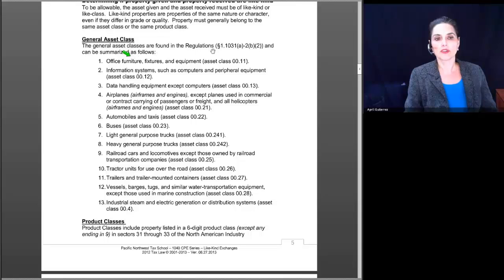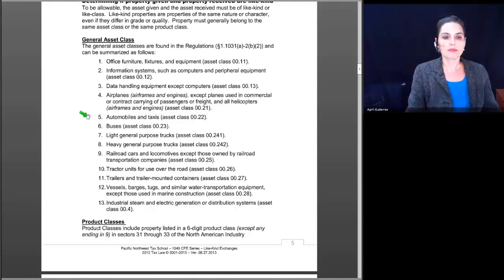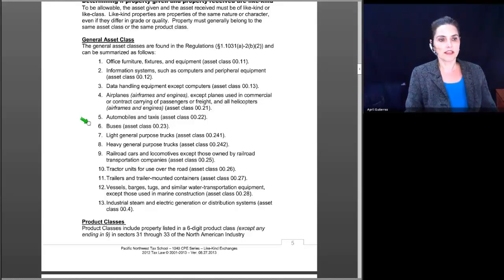Office furniture, fixtures, and equipment all belong to the same asset class, which is 00.11. Information systems such as computers and peripheral equipment belong to asset class 00.12. Data handling equipment, except computers, is in a different class. Airplanes, including airframes and engines, but not airplanes used in commercial or contract carrying of passengers or freight, and all helicopters. Automobiles and taxis belong to the same class. Buses belong to a class by themselves. Light general purpose trucks are in a different class than heavy general purpose trucks.